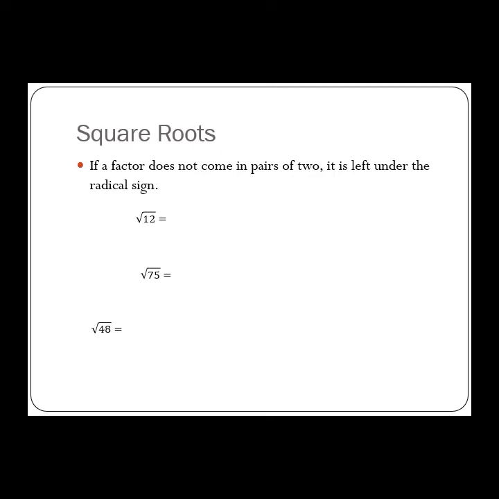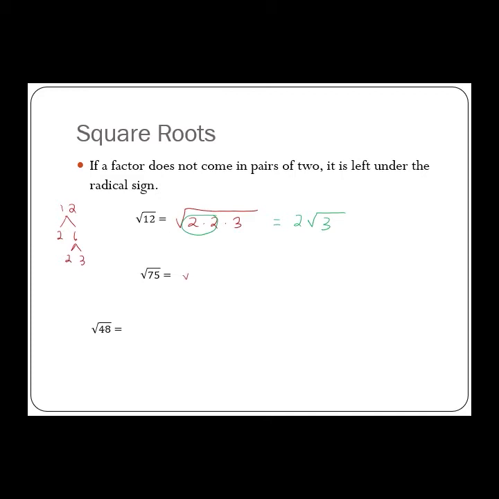If we don't have pairs of 2, then we can't get rid of the square root sign entirely. So 12 is 2 times 2 times 3. Remember, you can get that from your tree. 12 is 2 times 6, which is 2 times 3. And we have a pair of 2's, but no pair to go with the 3. So we write this as 2 square roots of 3. So there is a pair of 2's, but one 3 that's not in a pair.